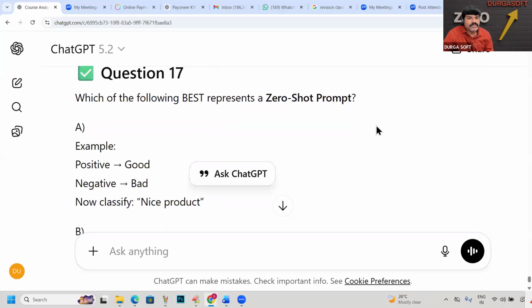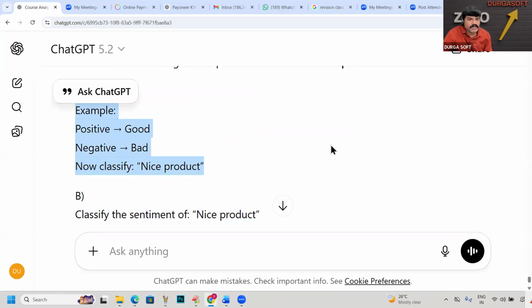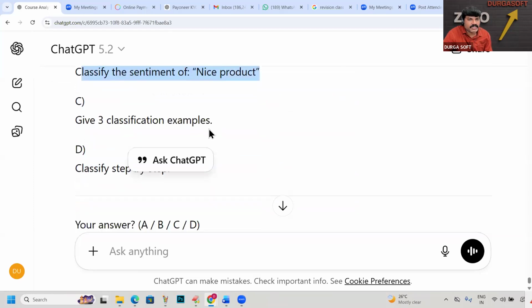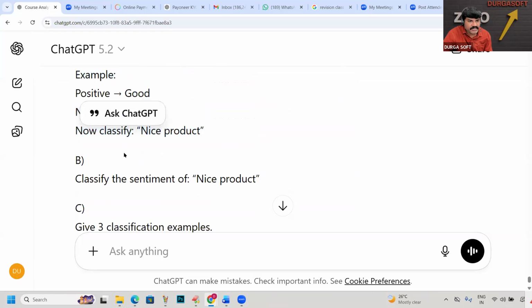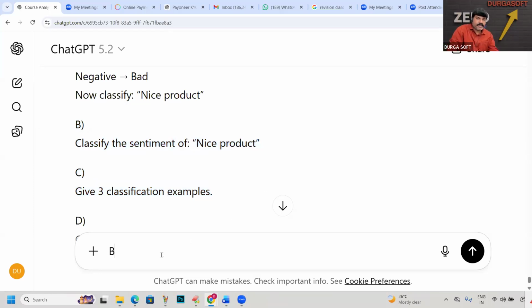Which of the following best represents zero-shot prompting? Without example. A is not. Option B: classify the statement. Option C: give three classification examples. Classify step by step. So A is not correct. Can you please observe B and C? Classify the sentiment of nice product. You are not giving any example. Then obviously B. Let me cross check.